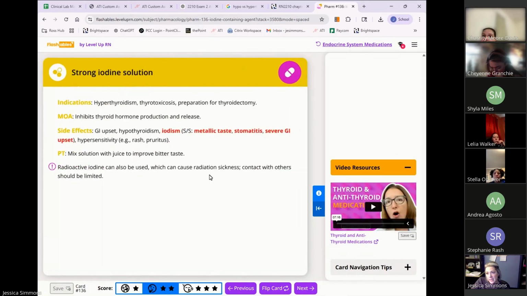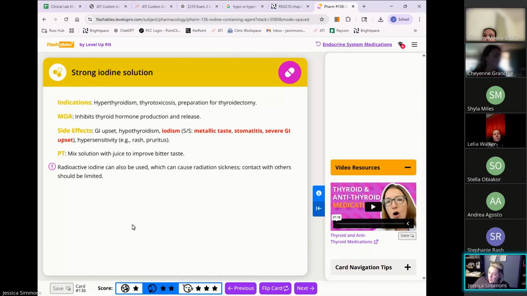We talked about iodine today. What did it call it? Called it murder juice. So radioactive iodine can be used, which can cause radiation sickness. Contact with others should be limited. You want to be very careful when patients are on iodine solutions, because it can cause the people around them to have issues.